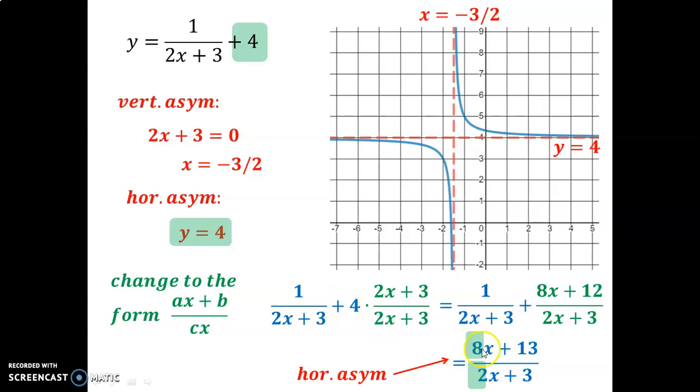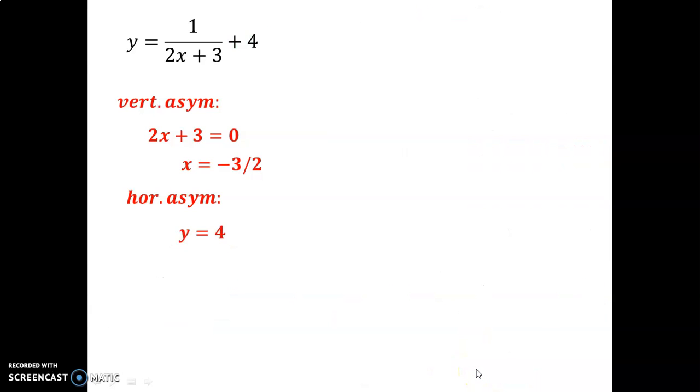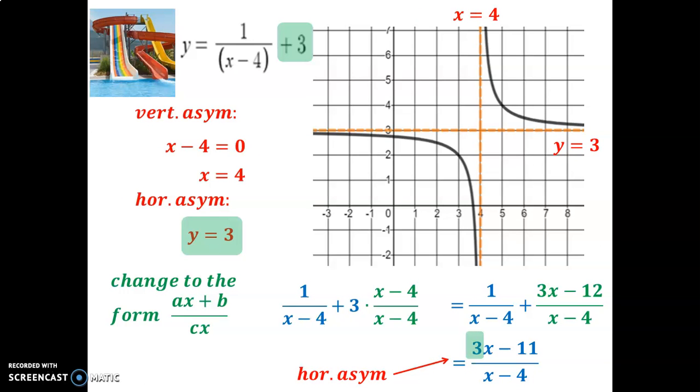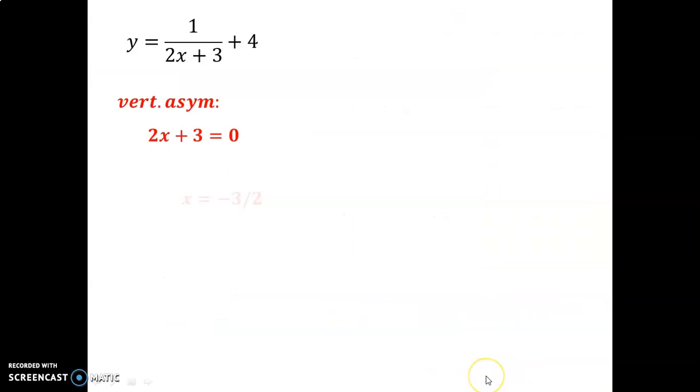So we've come to a very important conclusion: this number divided by this one gives us our horizontal asymptote. In the last situation, let's go back for a moment, we had this. Well, we can think of it the same way. We could have done 3 divided by 1, because there's a 1 here, and we get our horizontal asymptote. So always this number divided by this one, the two coefficients of x.